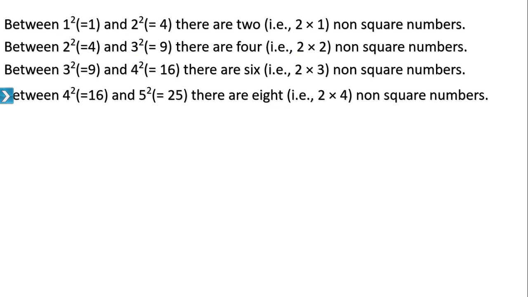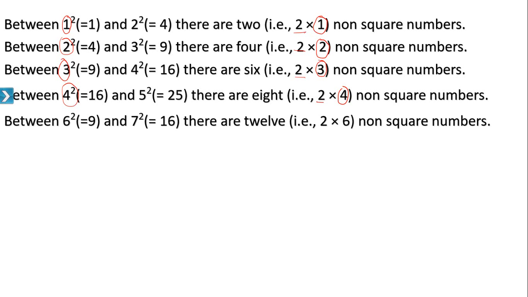Now observe here, between 1 square and 2 square there are 2 into 1. Between 2 square and 3 square there are 2 into 2. Between 3 square and 4 square it is 2 into 3. Between 4 square and 5 square there are 2 into 4, and 2 is common everywhere. So 2 into the first number, that is 1 square, 2 square, 3 square, 4 square, and here we have 1, 2, 3, 4. Now you can say how many non-square numbers there are between any 2 square numbers.